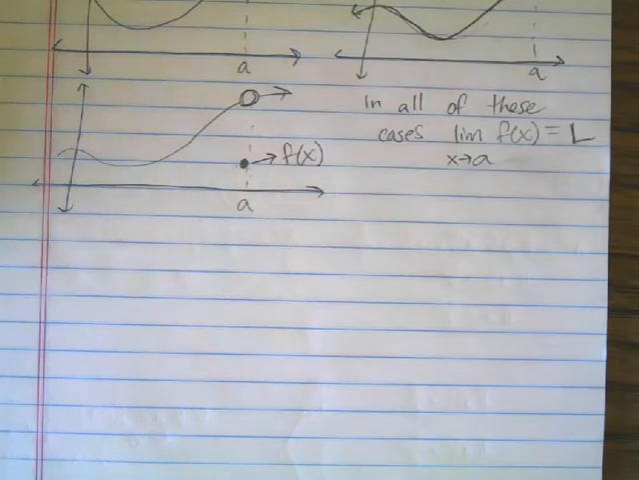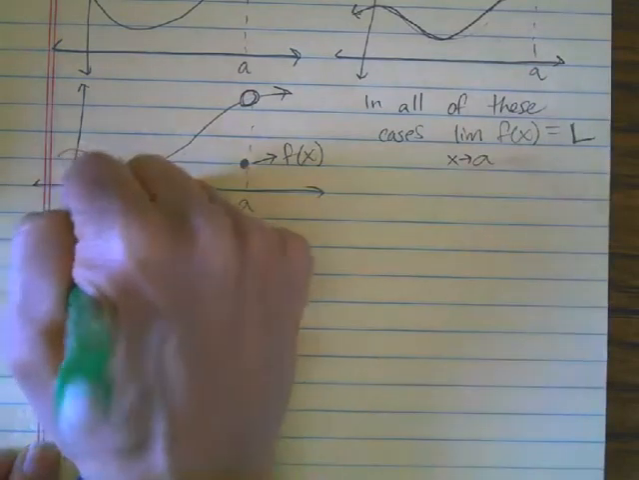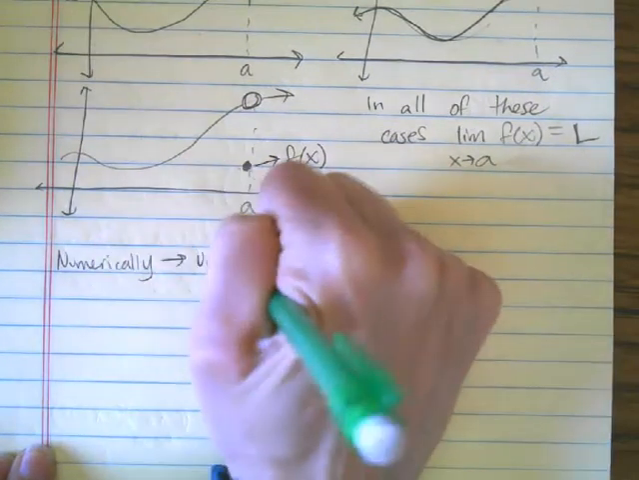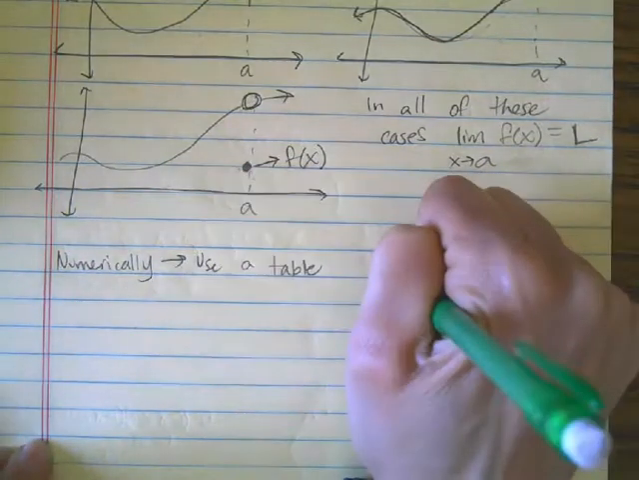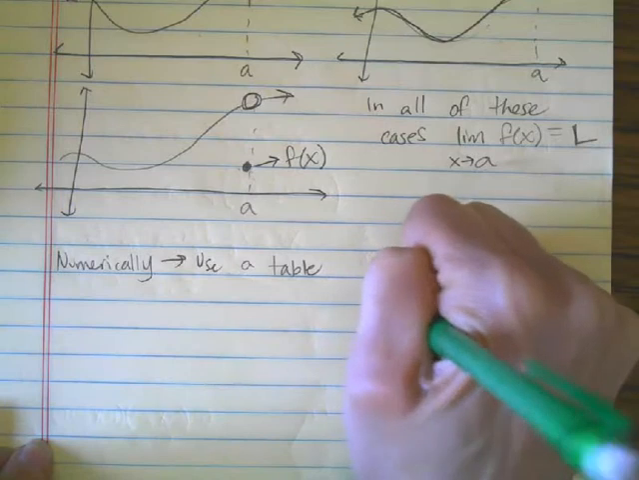Okay, so I'm going to do an example that finds the limit numerically and graphically. The way you do it numerically is you use a table. I'll show you an easy way to use the table function on your calculators. We discussed this once before, so if you have a calculator, just take it out now.